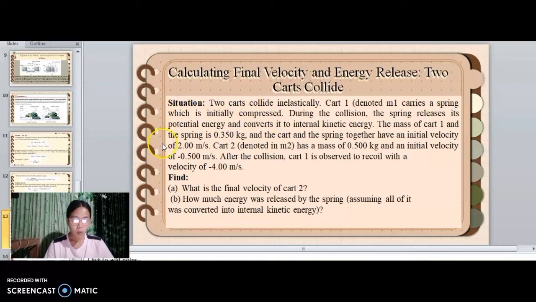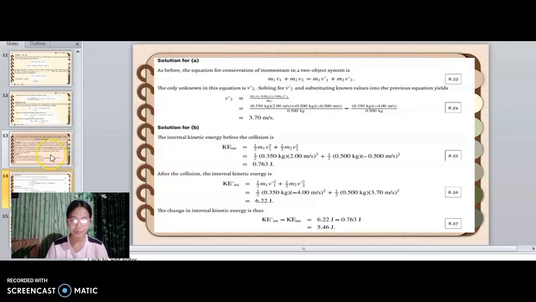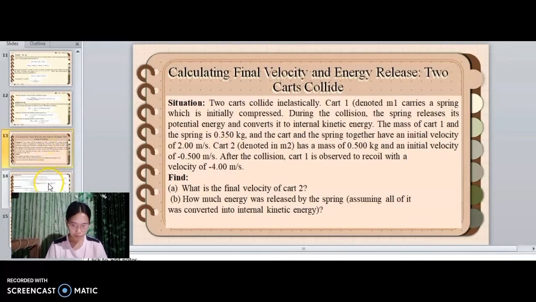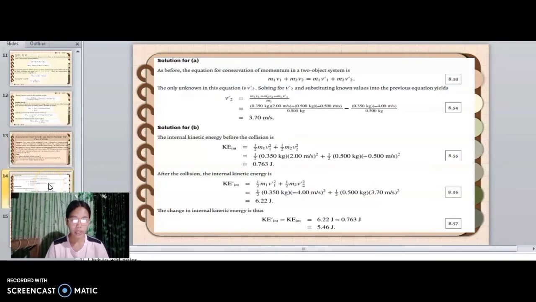So, what are we going to find? We are going to find the final velocity of cart 2 and the energy released by the spring, assuming all of it was converted into internal kinetic energy. Now, let's have our solution for A, in which we are asked to find the velocity of the second object in the final.